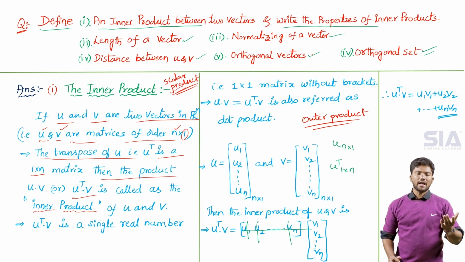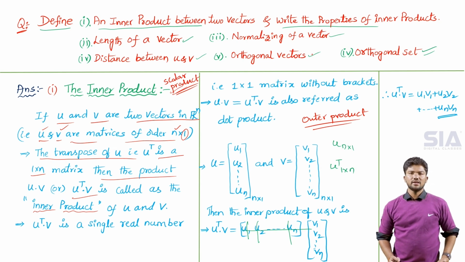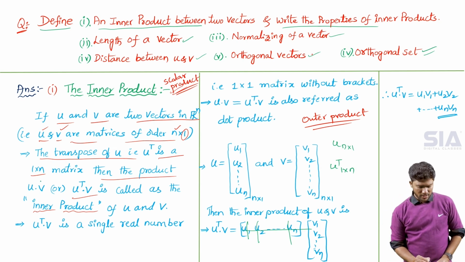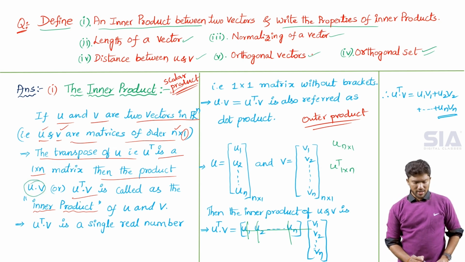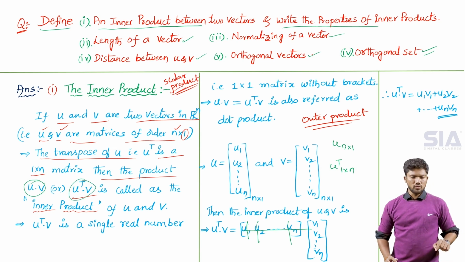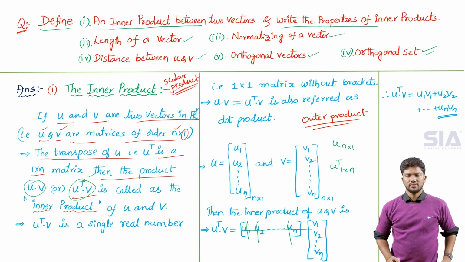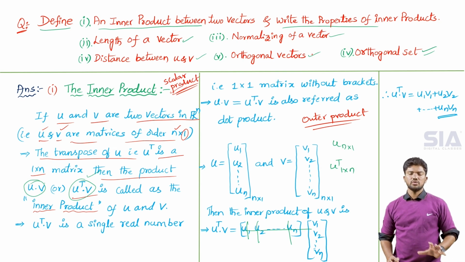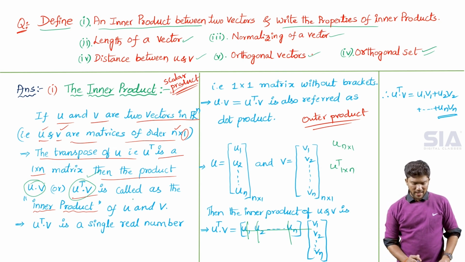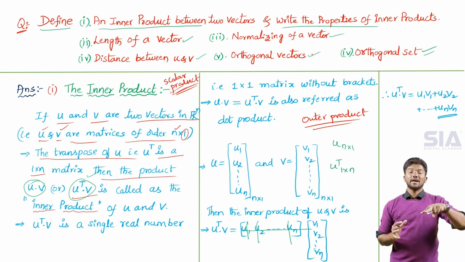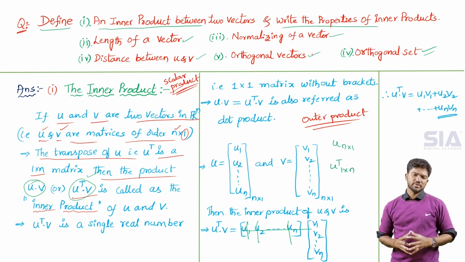And capital V, the second vector, we can take as it is. So the product of u into v, or else we can write the product of u transpose into v. Even if you take u into v, we convert it into u transpose into v. So u transpose v, this product value, is called the inner product of the respective vectors u and v.